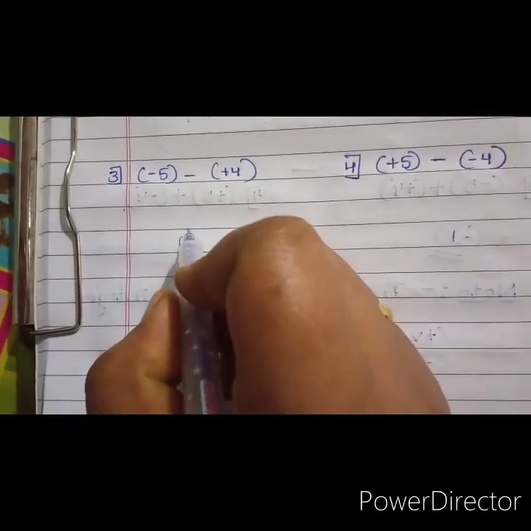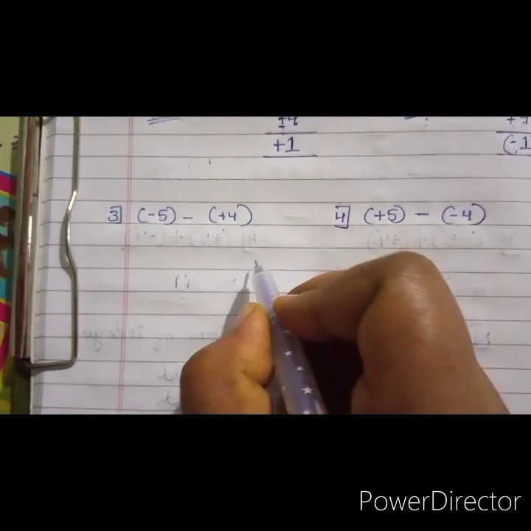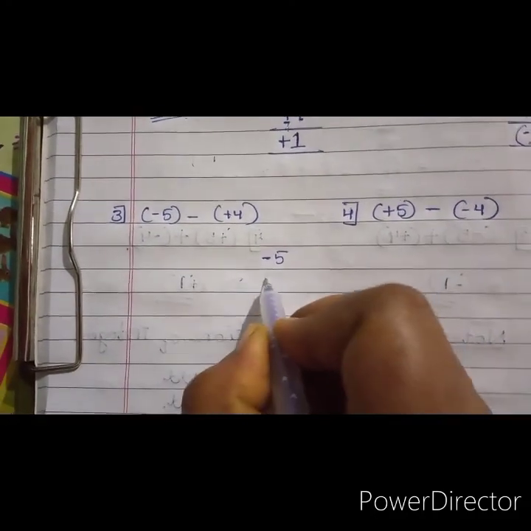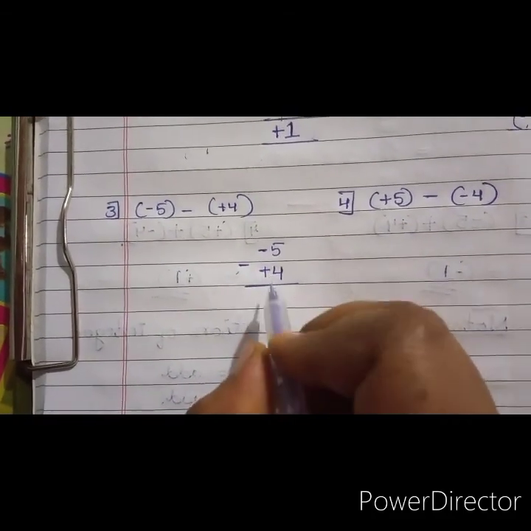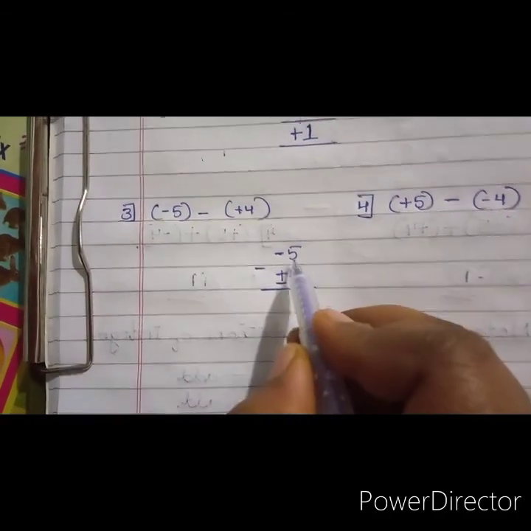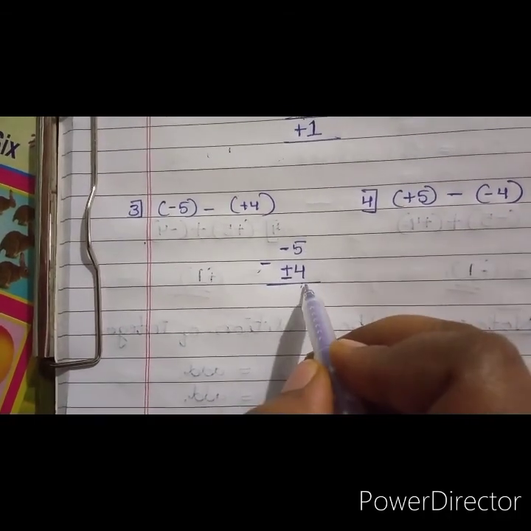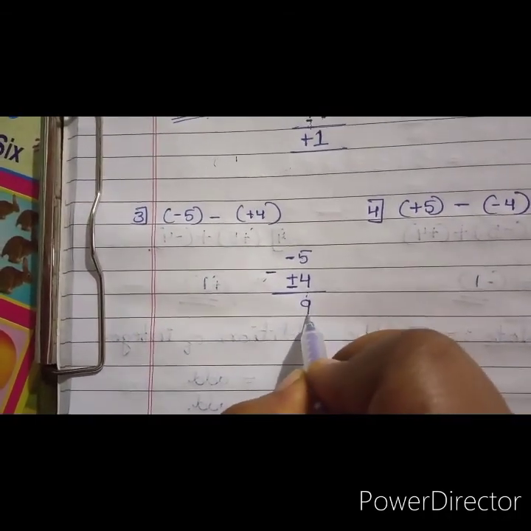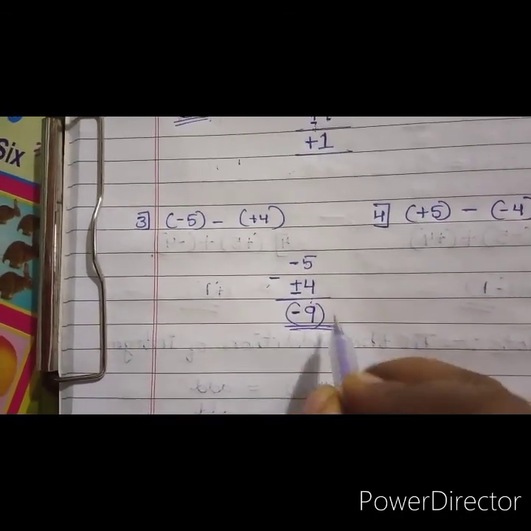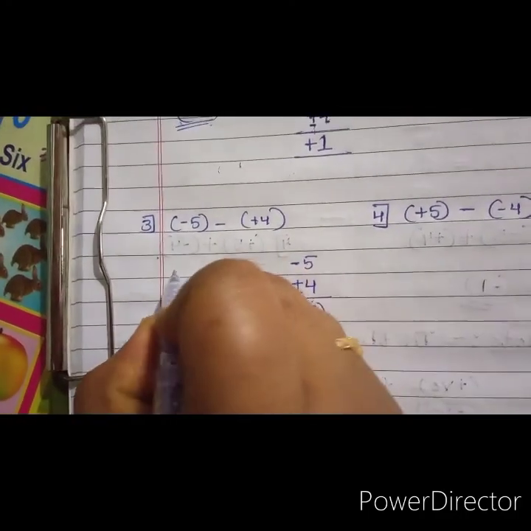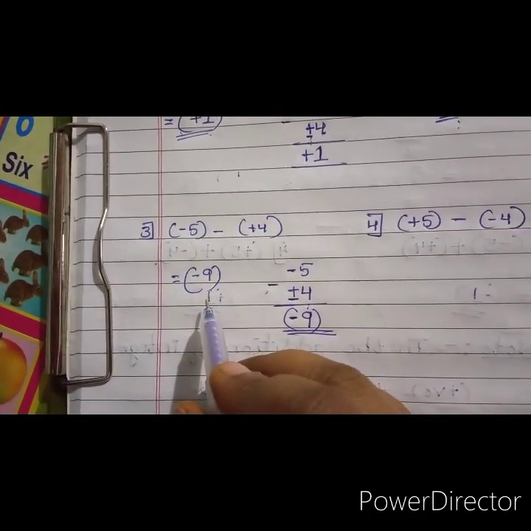Now third one, minus 5 and plus 4. Here what we are doing? We are subtracting. Correct? Minus 5 and plus 4. So according to the rule, when we are subtracting, we have to change the sign. Now it is minus 5 and minus 4. So having same sign. Now what we have to do? We should add it. Both are having negative sign. So minus 9 is the answer. So minus 5 and plus 4, the answer is minus 9.